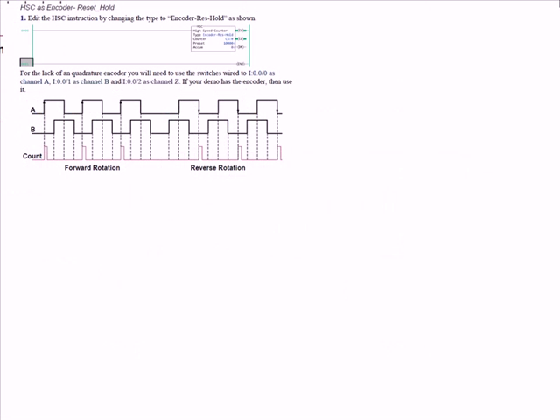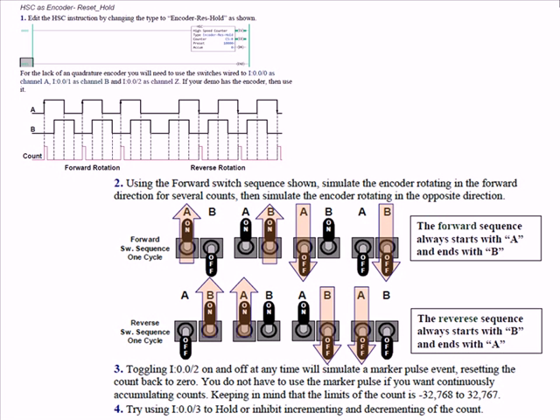Okay, to simulate this, we're going to use channel A and B toggle switches. So using the forward switch sequence shown, simulate the encoder rotating in the forward direction for several counts. Then simulate the encoder rotating in the opposite direction. If we look at the first set of sequences there, we have two switches, A and B. We'll start out with them both off. We turn on A, B is off. A is already on, so we turn on B. Then we turn off A, then we turn off B.